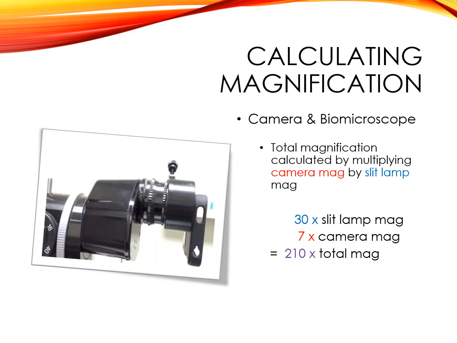If a camera has special magnification included in the camera itself, and then you also are using magnification with the slit lamp or the operating microscope, that magnification is multiplied together to get the total magnification. For instance, if your camera has 7 times magnification and the slit lamp has 30 times magnification, the total magnification is 210 times.